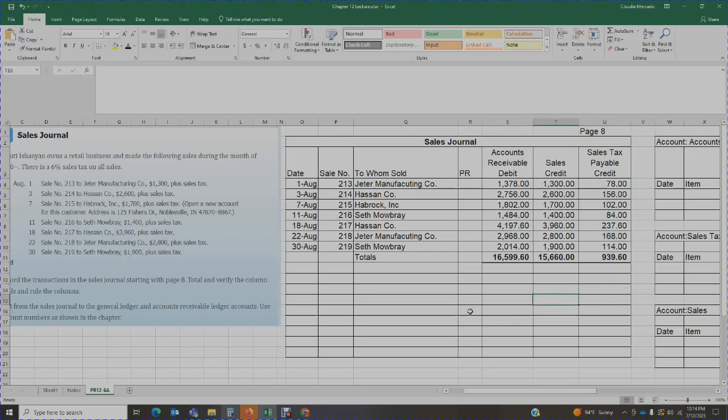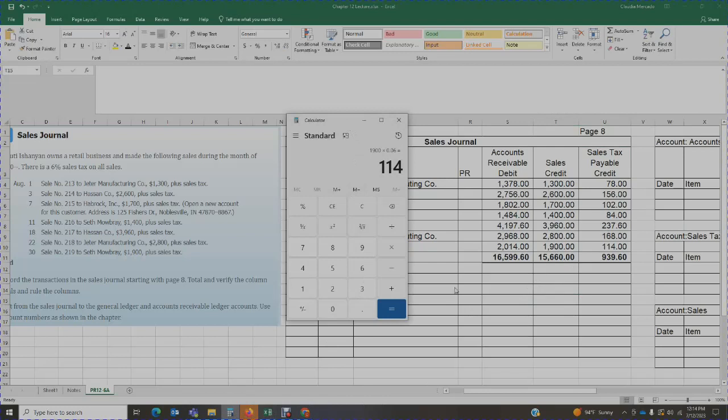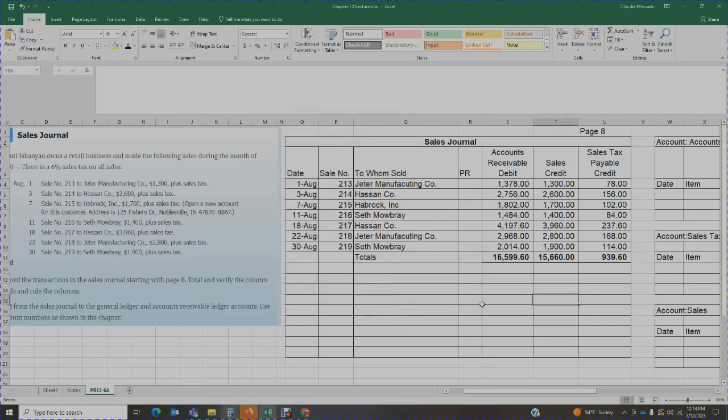Okay, we need to make sure that our debits equal our credits. I know that I have a debit of $16,599.60. I'm going to add $15,660 plus $939.60, and that gives me $16,599.60. So that means that my debits equal my credits, and I am in balance.